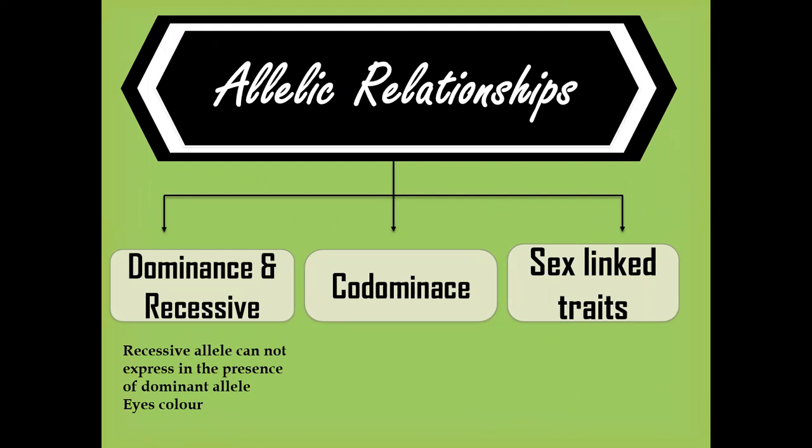For example, as we discussed before, the eye color. Black is dominant over the green eye color or other different eye colors. This way, the dominant will always express itself, while the recessive can express when the dominant is absent.